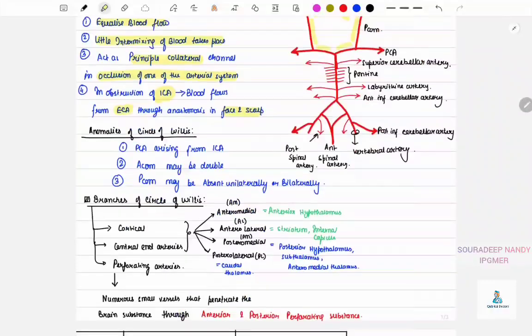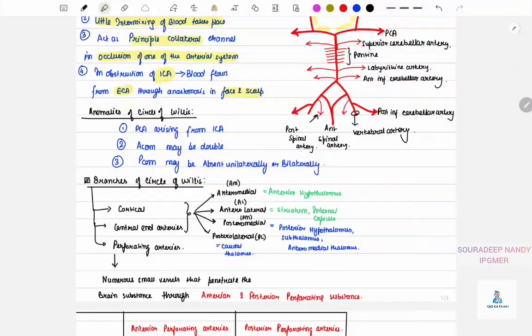Now, there are some anomalies you need to know. The anomalies that might be found in the circle of Willis include the posterior cerebral artery arising from the internal carotid artery. The posterior cerebral artery normally arises from the basilar artery, but it may arise from the internal carotid artery.